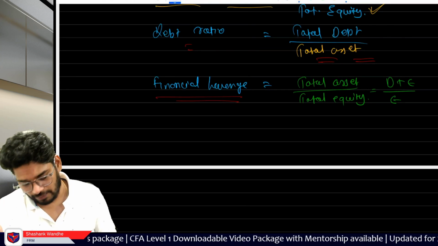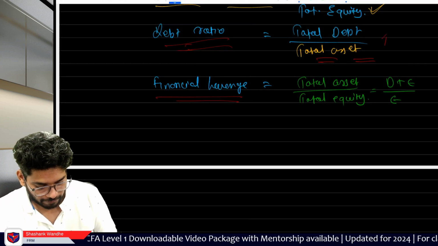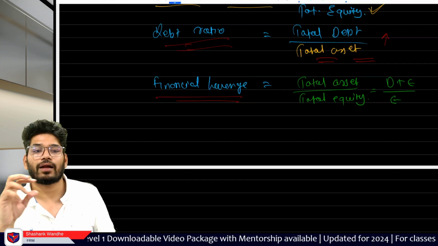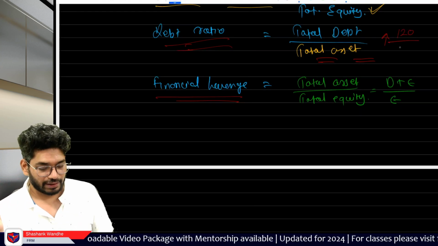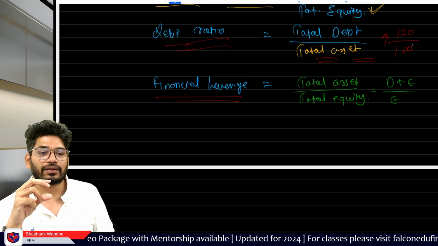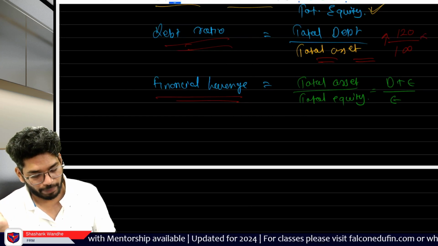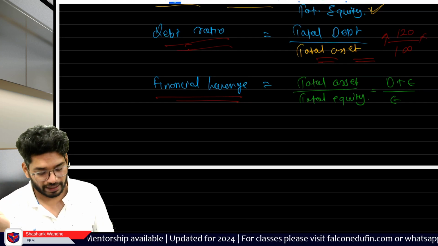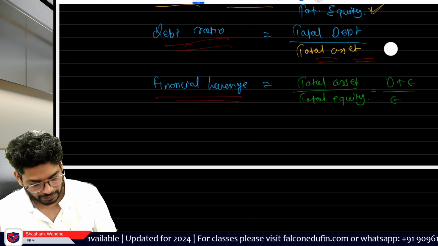Now one more thing, in the debt ratio, if this is above 1, this means the company is in big trouble. Why? Because let's say the debt is 120 and the total assets are 100 only, then the company doesn't have enough assets to repay all the debts. In this particular case, the company is practically insolvent. Okay, fine.